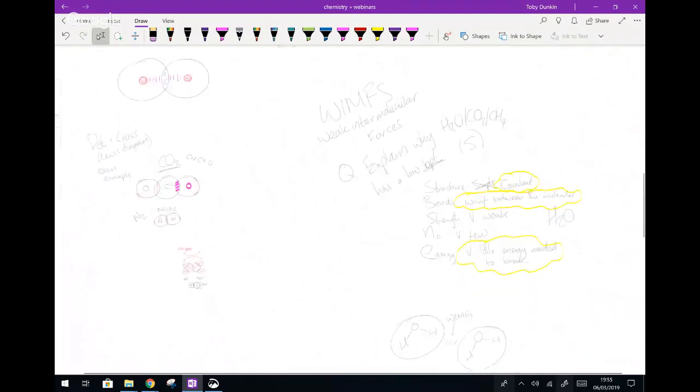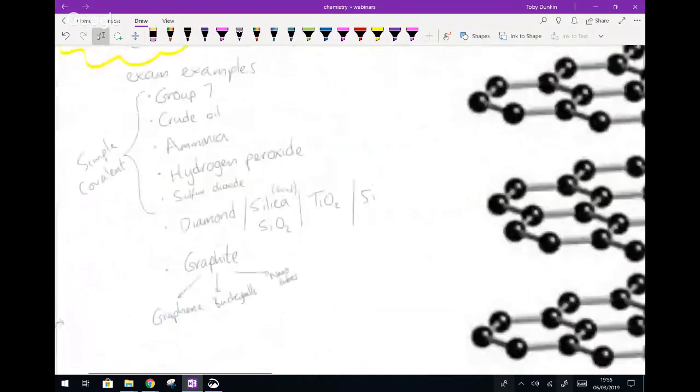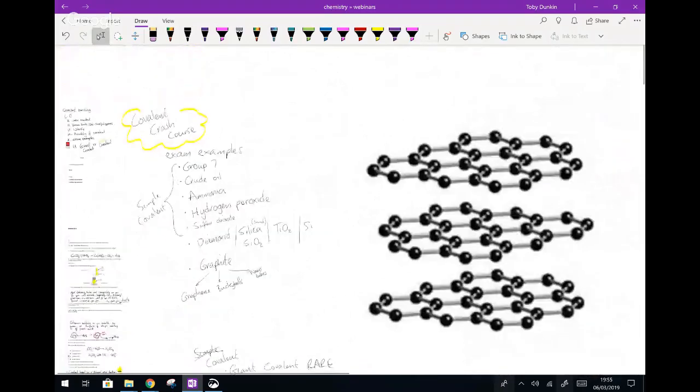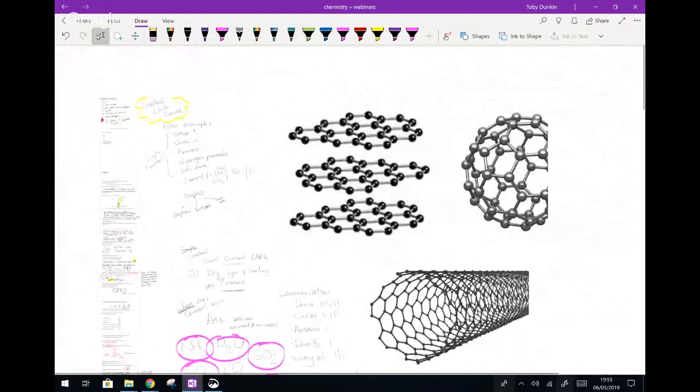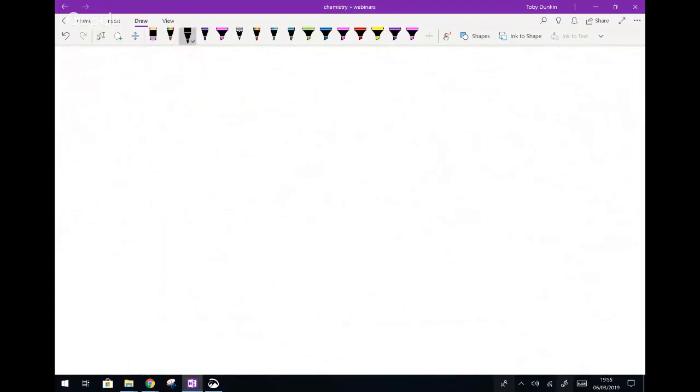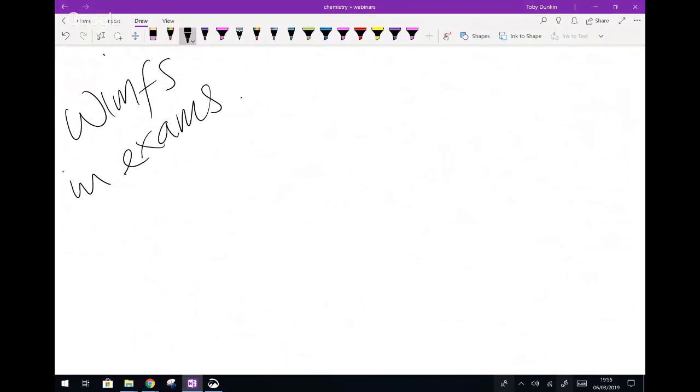Now what I want to do is put it into more of an exam setting, because group 7 and crude oil now need to make an appearance. So this is now WIMPs in exams. Now we come across it in 3 questions. Question 1, explain low boiling point. Done that. Tick. Susan Boyle sings Nelly the Elephant. Simple covalent. Weak intermolecular forces between the molecules. Strength is really weak. Very few of them. Not much energy. Question number 2.